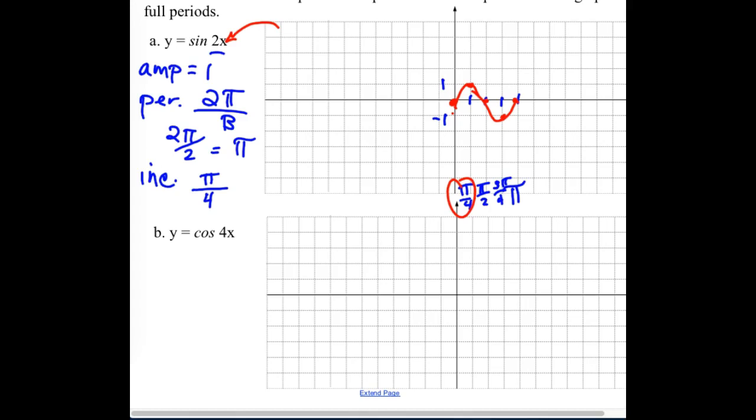Now it's said to graph 2 full periods. You can graph the second one to the right of what you've got. You could graph it over on the negative side. Doesn't matter. All right? One period took us pi spaces. So 1, 2, 3, 4. I'd end here at 2 pi. And I would have my second period doing the same thing it did before. Same shape. I'm just repeating it. Okay? So I have 2 cycles.